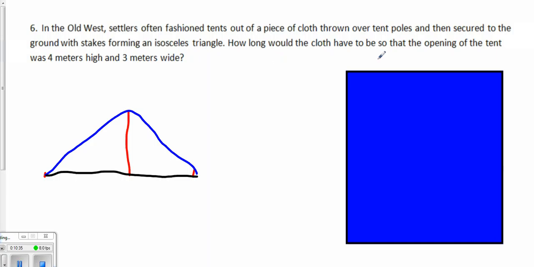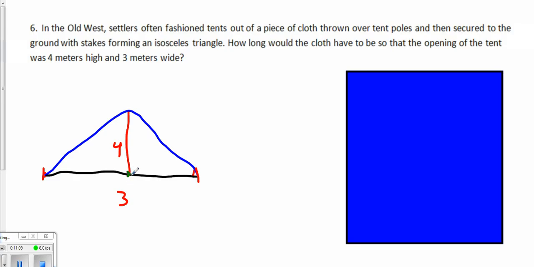How long would the cloth have to be so that the opening of the tent was 4 meters high and 3 meters wide? Well, that means from here to here, it's 3 meters wide. This tent here would be 4 meters high. And ours isn't necessarily drawn to scale, but this is how it would look. So we want to find the whole length of this cloth. Now, we might not be able to find the whole length of this cloth, but we could find at least one of them, like 1/2 of it, and then just multiply it by 2.